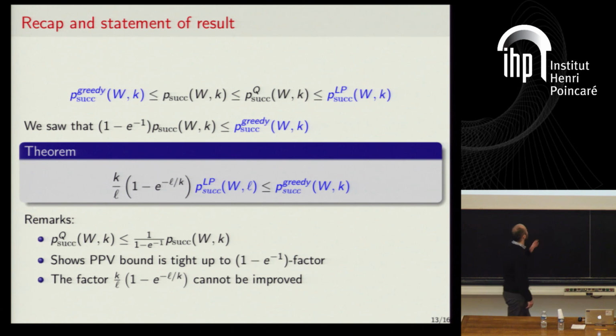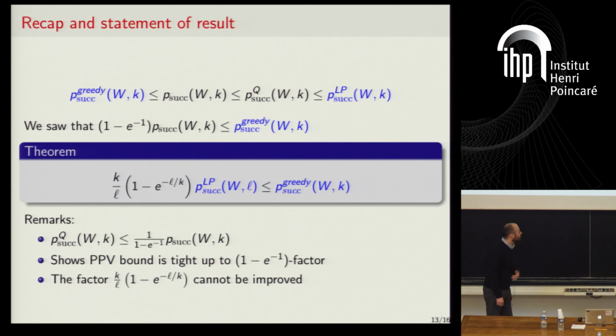This shows that, in particular, entanglement cannot help by more than a factor of 1.58, that is, 1 over 1 minus 1 over e. And this also shows that the Polyanskiy-Poor-Verdú bound is tight up to this 1 minus 1 over e factor.